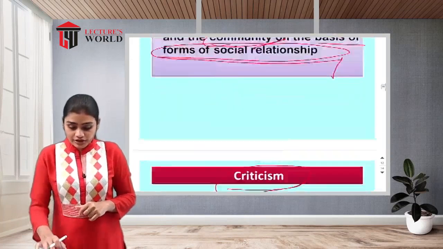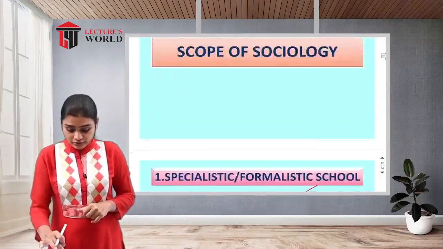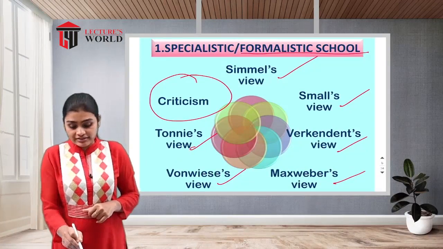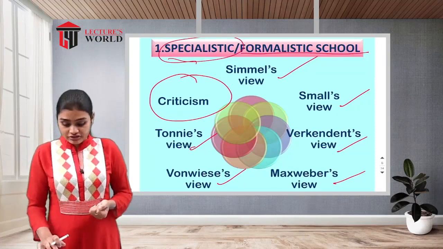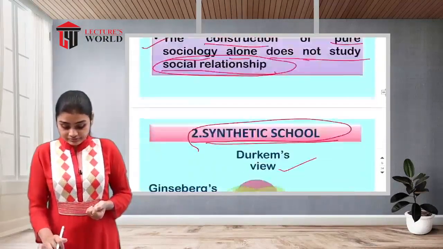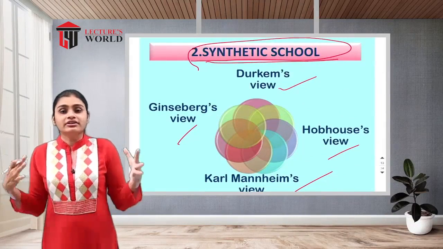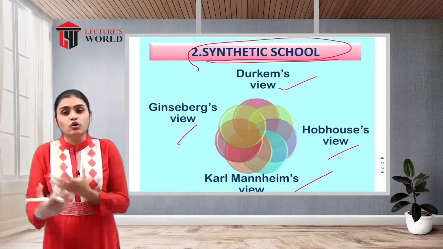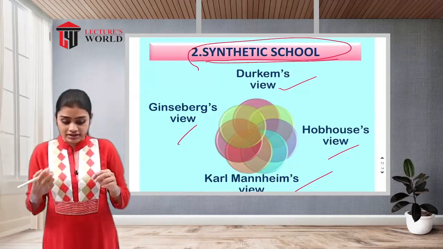So that was about your formulative scope of sociology. This is your formalistic school of sociology, or we can say specialistic. After that, the second one we have is the synthesis, the synthetic school. That means the sociologists are considering the study of society as a whole. They are not dividing it into small things, but learning it as a whole.